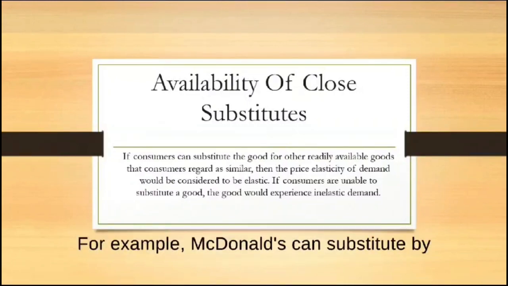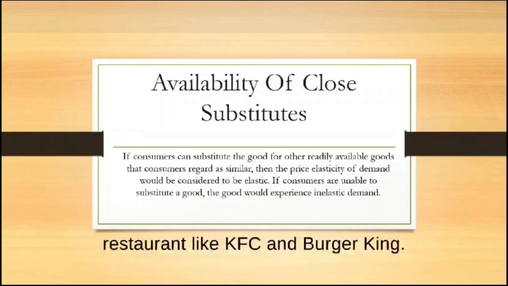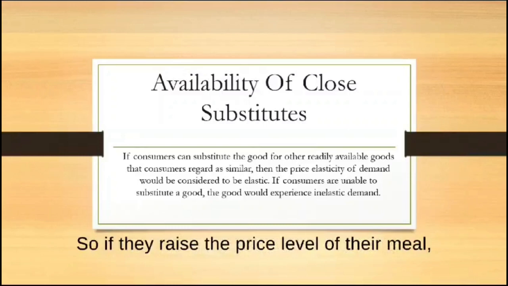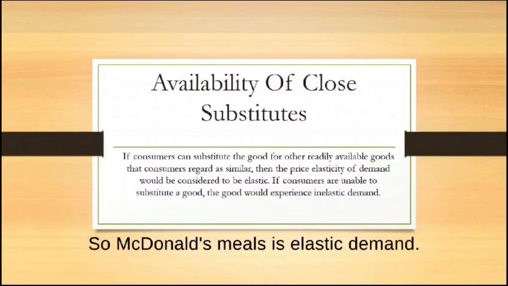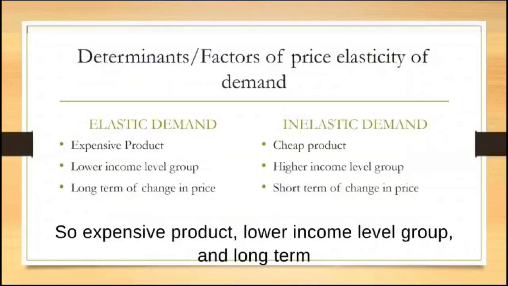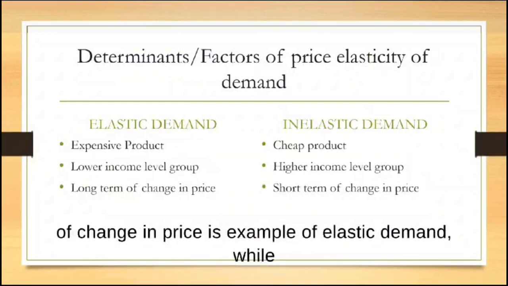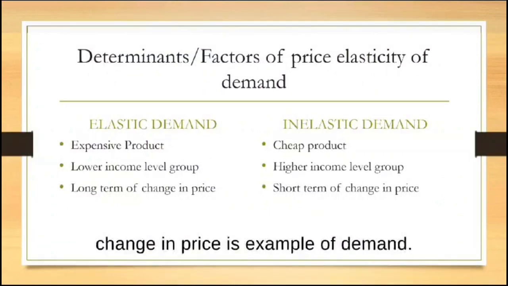For example, McDonald's can be substituted by restaurants like KFC and Burger King. So if they raise the price of their meals, the quantity demanded of their meals will decrease a lot. So McDonald's meals have elastic demand. An expensive product, a lower income group, and a long-term change in price are examples of elastic demand, while a cheap product, a higher income group, and a short-term change in price are examples of inelastic demand.